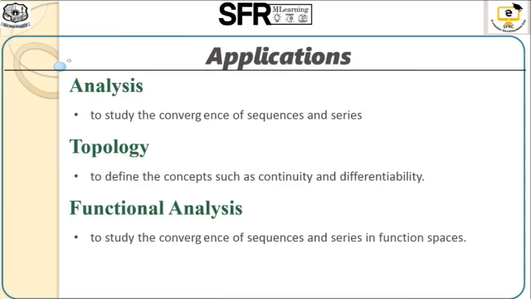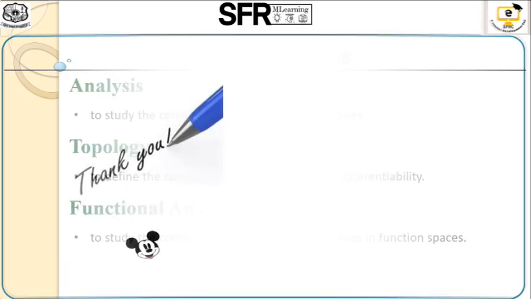Finally, what are its applications in mathematics? The concept of complete metric space is applicable in analysis, topology and functional analysis. The specific application for analysis is to study the convergence of sequences and series, in topology to define the concept of continuity and differentiability. Finally, in functional analysis, it is used to study the convergence of sequences and series in function spaces.